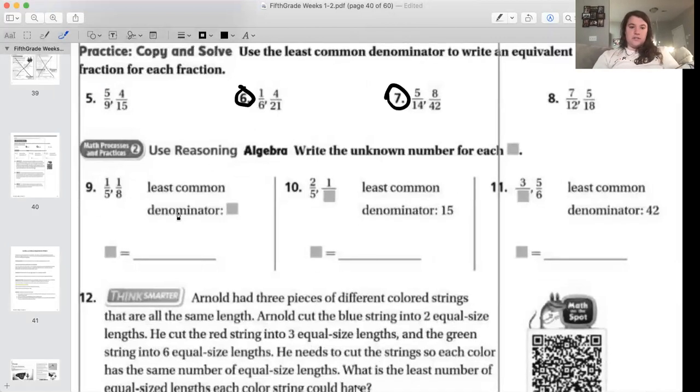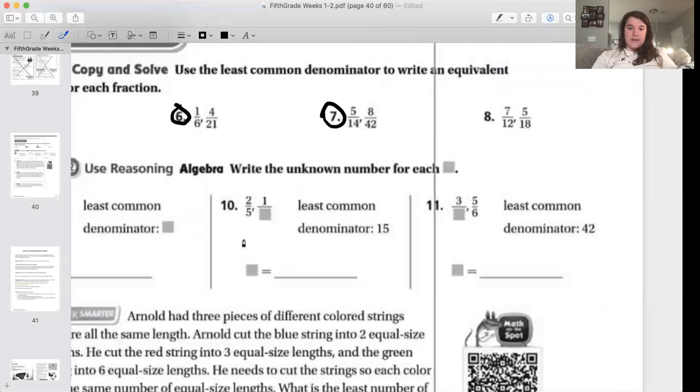If you look over here, I'm going to have you do number 9. I don't know how to fix that. Okay. I'm going to have you do number 9 because it's exactly what we did in these first two up here. So you're just finding the common denominator and writing the answer down on this line.